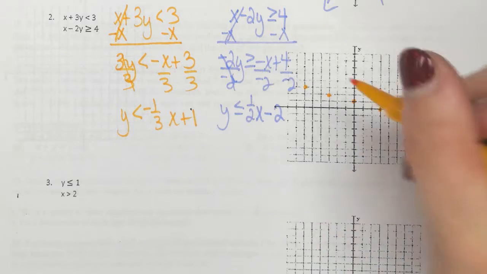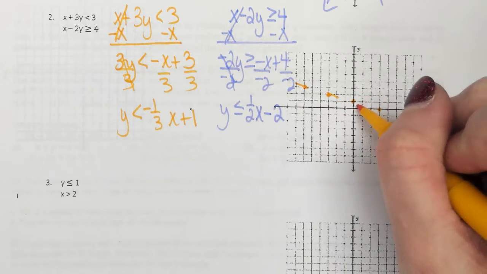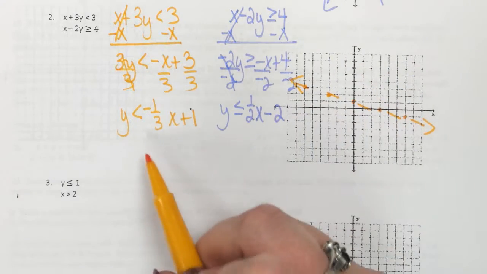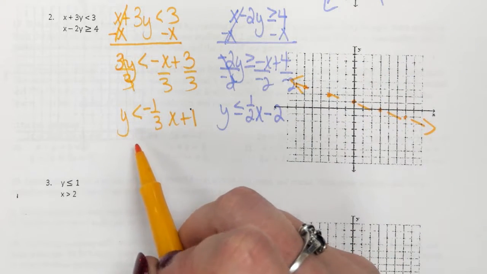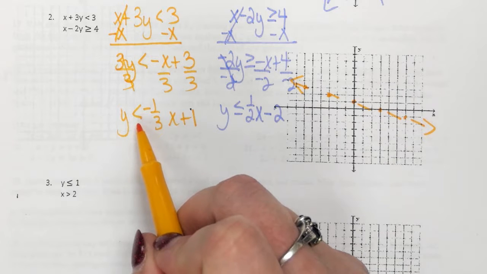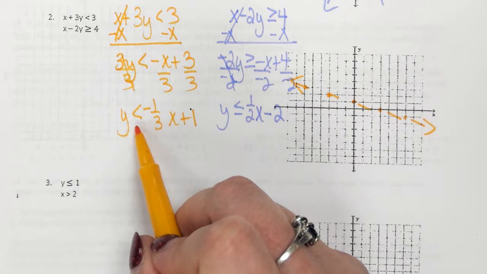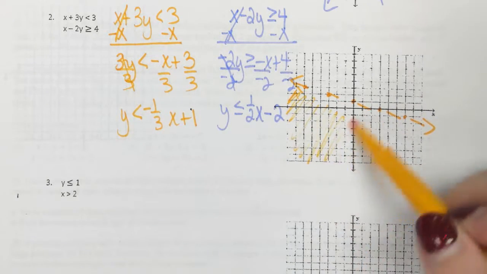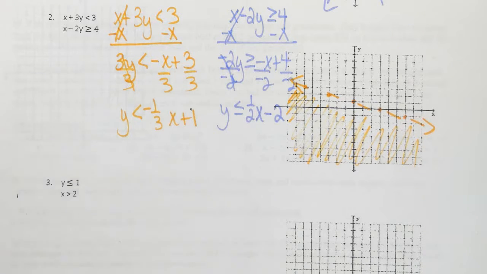Alright, so the first one's going to get a dotted line. Alright, Luke, you ready? Okay, it says y less than. So what am I going to shade? Less. No. Bottom. There you go. Alright, don't shade it too dark, though, because you still got to see to be able to graph the other one.